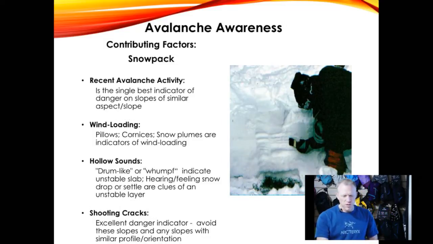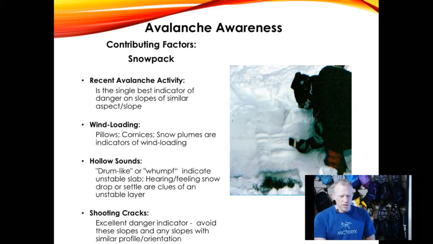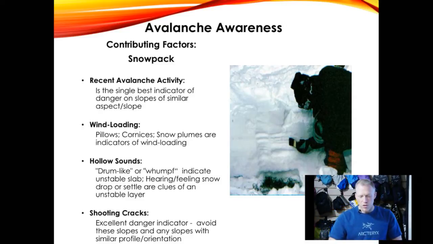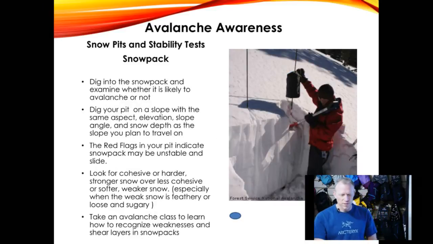Let's continue with snowpack. Recent avalanche activity is one of the best indicators of danger on slopes of similar aspect or angle. If you see evidence of wind loading, such as cornices and pillows, those are dangerous areas. Anytime you're traveling in snow and you hear a whumping or a hollow sound, that's a clue that there's an unstable layer. And even worse, a shooting crack, if you're traveling on the snow and a crack emanates from your skis or boots, probably accompanied by a whumph. Even in flat terrain, that's an indication that conditions for an avalanche are present.